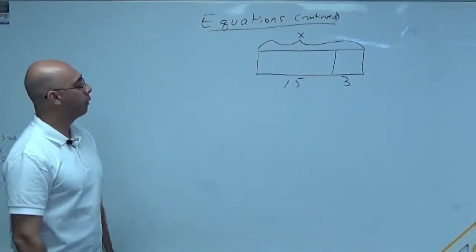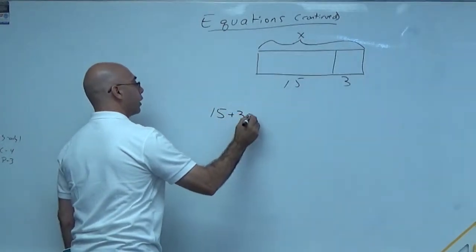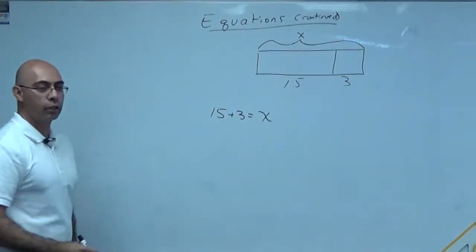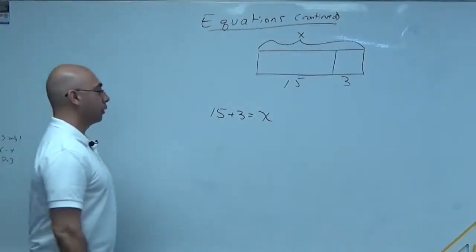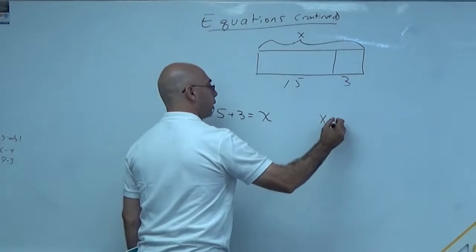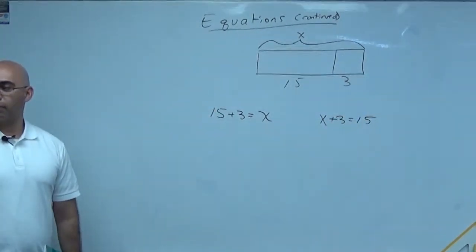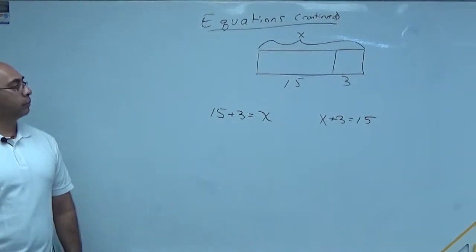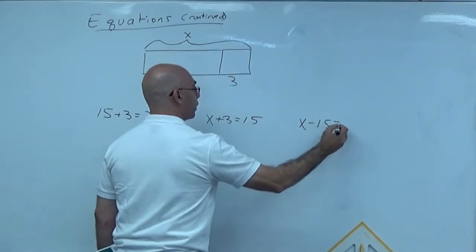Yes, ma'am. 15 plus 3 equals x. Okay, 15 plus 3 equals x. That's one way you can do it. Is there another way you can write that out? Yes. Another way to do it is x plus 3 equals 15. Is there any other way you can do this? Yes, ma'am. x minus 15 equals 3. You can also write this as x minus 15 equals 3.